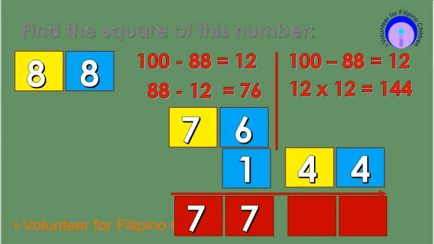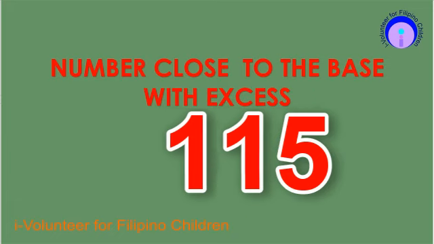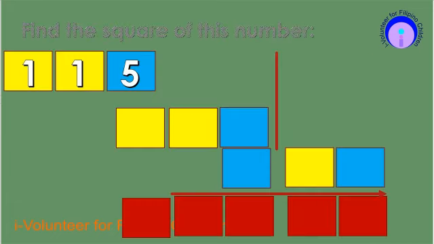Now we get the final answer. The final answer is 7,744. Another example is a number close to the base with extra digits, but this time it is more than 1 digit. Like, for example, in 115, there are 15 units more than the base 100.